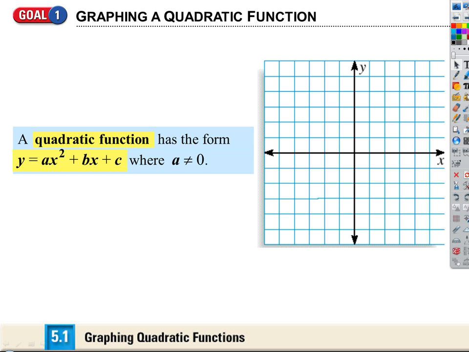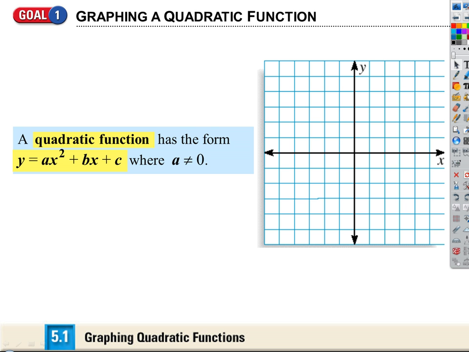Let's take a look. So we're shifting gears big time today. We're gonna move ahead and talk about some different kinds of functions. We've talked about lines a lot and things like lines. Now we're gonna talk about curves. Instead of things being straight, they're gonna be curvy. So a quadratic function has the form.